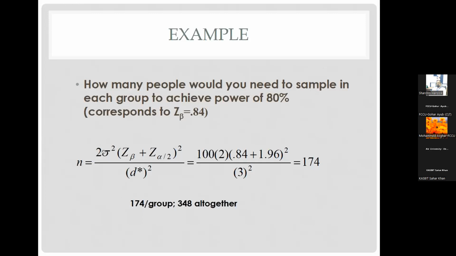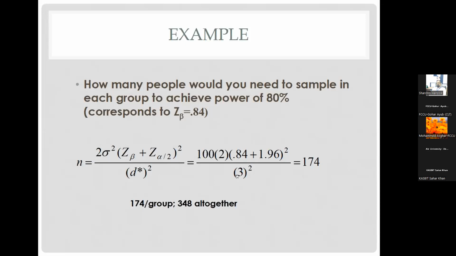It is 2. 2 is by default in the formula. Sigma square is a variance, so the variation in my outcome is 2. Z beta is 0.84. Z alpha by 2, that is the 5% level of significance, or 95% confidence interval. The value we get is 1.96. You simply square it up and divide it by the margin of error.